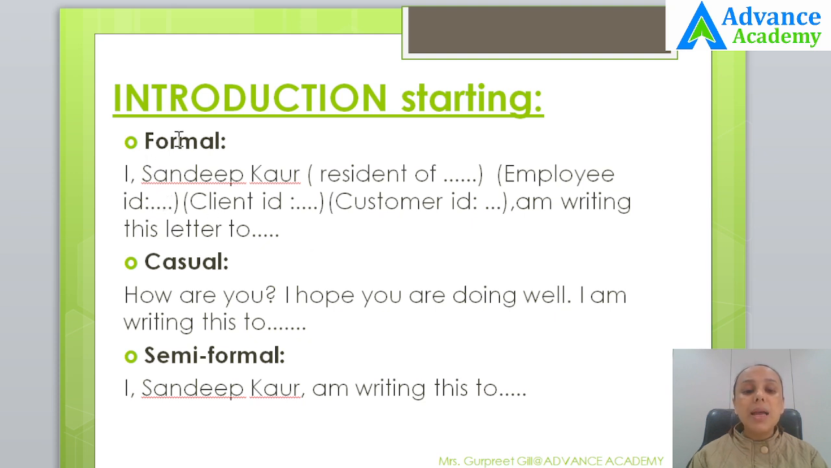So in the formal letters, start the sentence with I, comma, give your name, start a bracket, give a formal ID to them, close the bracket, put a comma there, and then start telling, I'm writing this letter to. Now this part of the sentence was used as self introduction, and further now we are going to write the purpose of the letter.